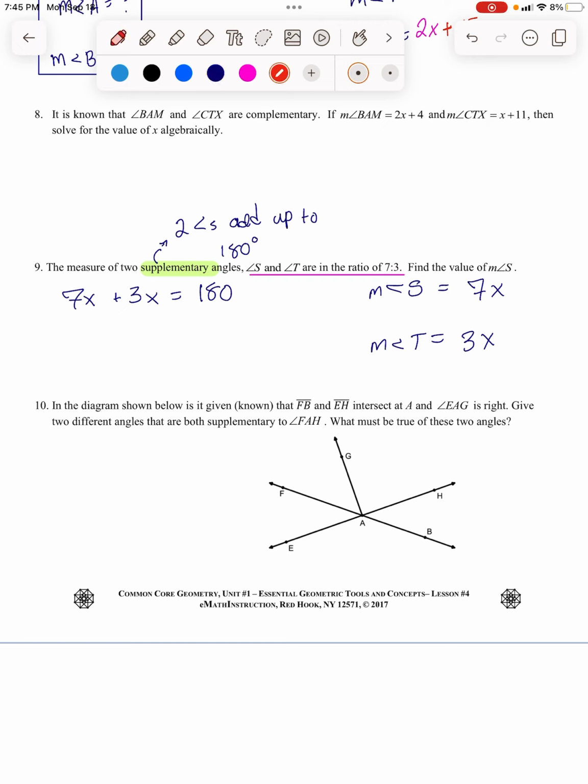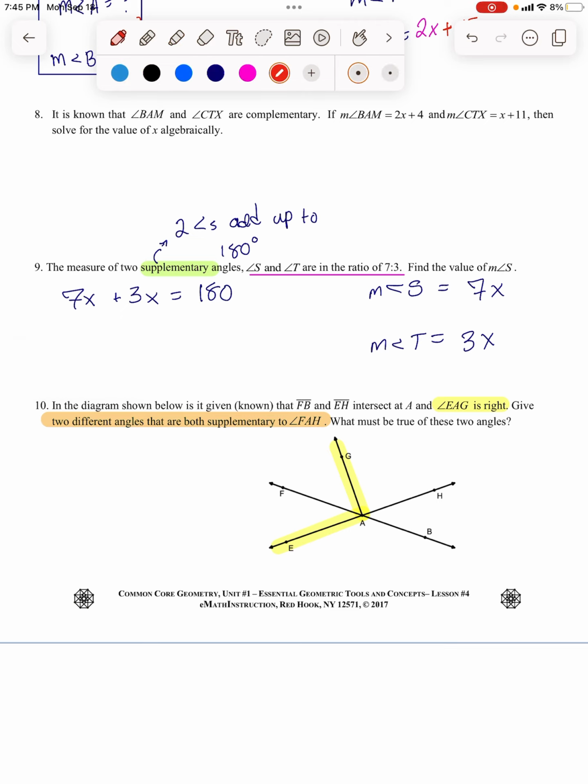Okay, let's look at the last one. It says in the diagram shown below, it is given that segment FB and segment EH intersect at point A. If angle EAG is a right angle, give 2 different angles that are supplementary to angle FAH.